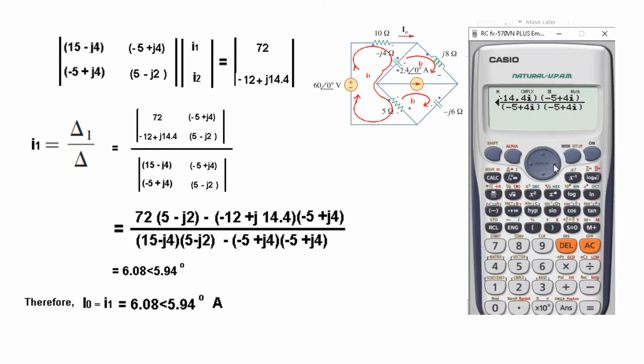Now we just move here and put the equal sign. So this is the answer we got. Again, we just press SD to get it in the form that we are used to. So 6.05 plus 0.63i, convert this into polar: shift, complex, polar 3, equal sign. So we get the same answer, that is 6.08 and angle 5.94.